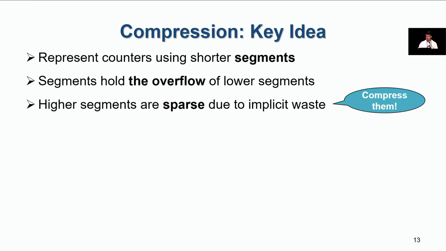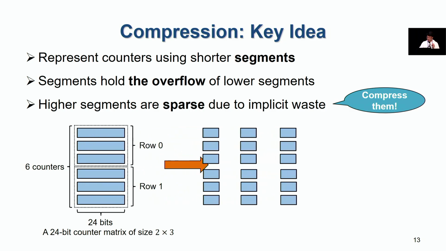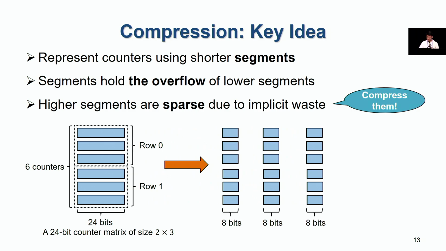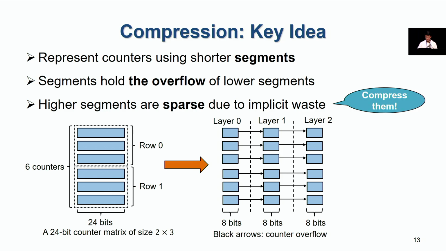So let us focus on the idea of compression. Specifically, BitSense represents a sketch counter using shorter segments. Here is an example of representing a 24-bit counter with 3 8-bit segments. Now that each segment holds the overflow value of a lower segment, we can organize these segments into different layers. Recall that counter distribution is skewed, so higher segments are sparse. This is important.